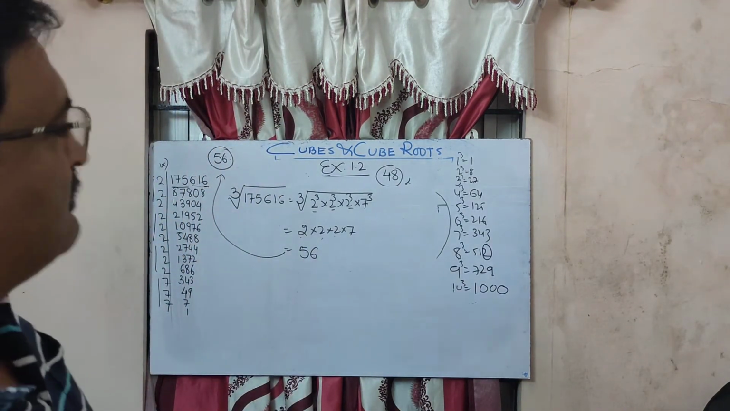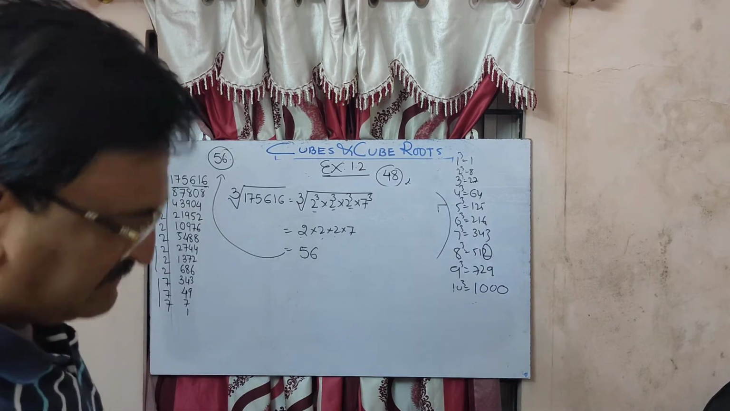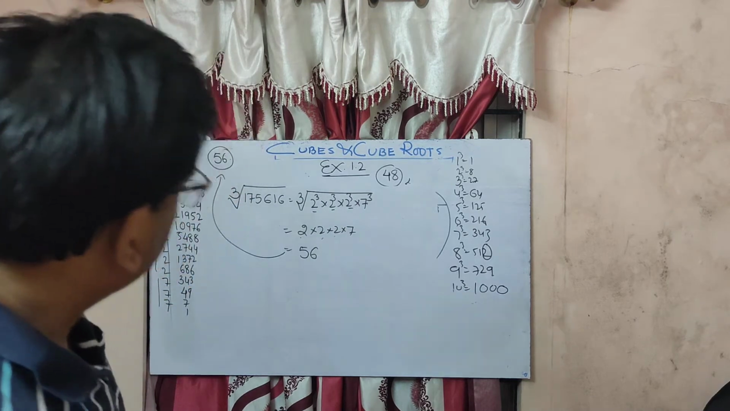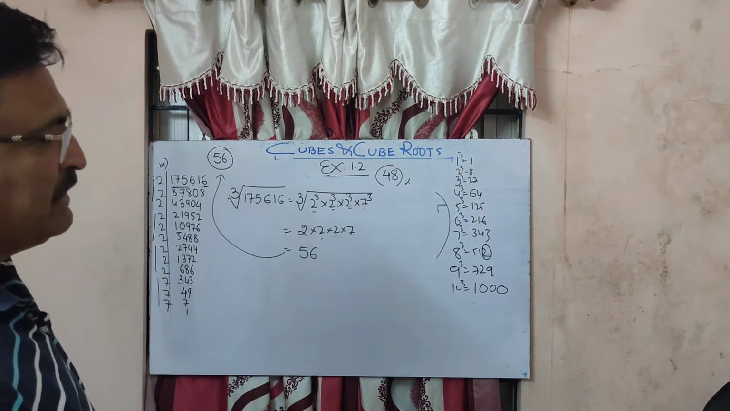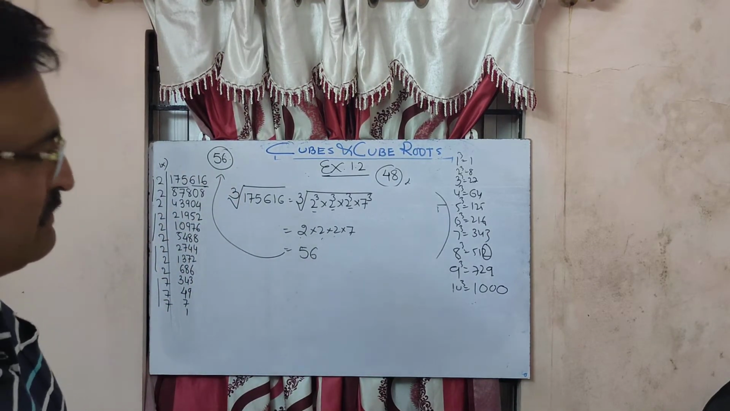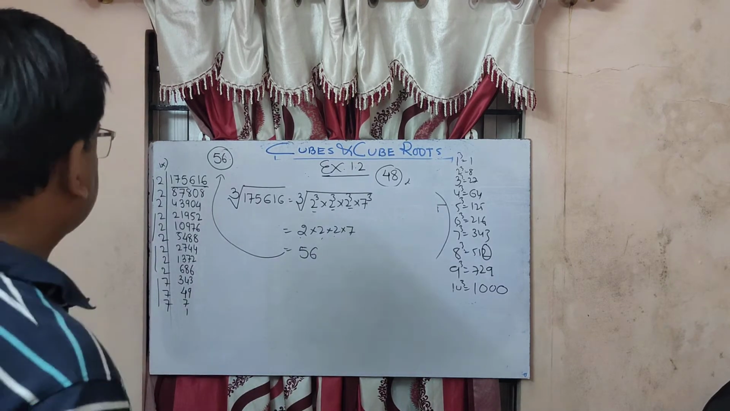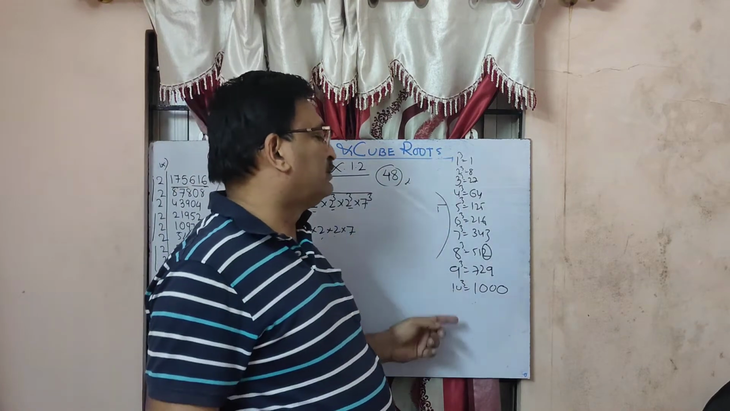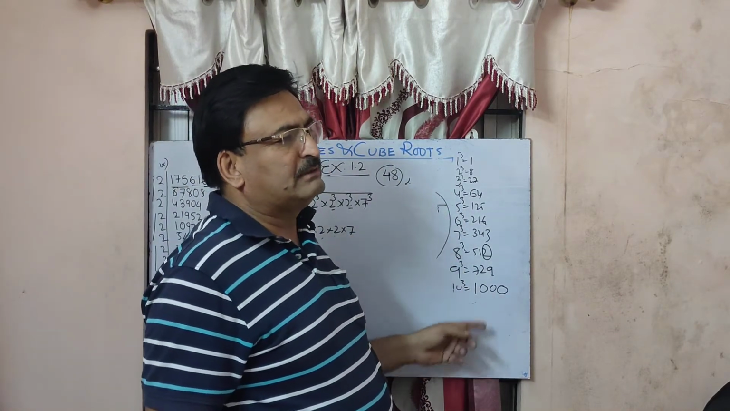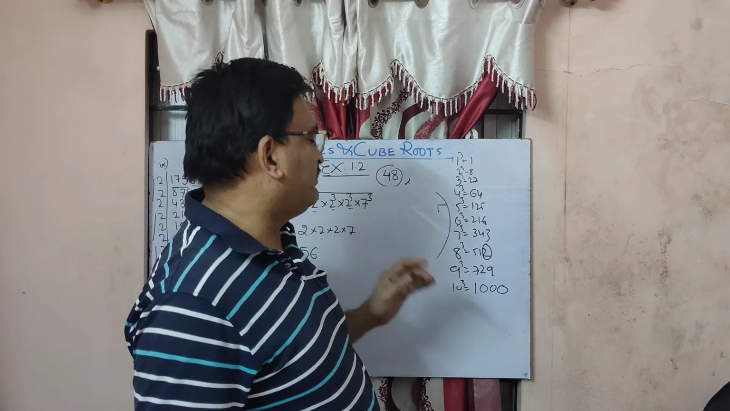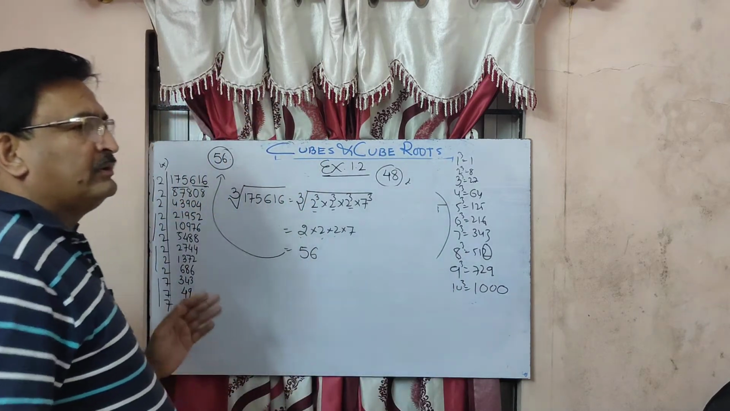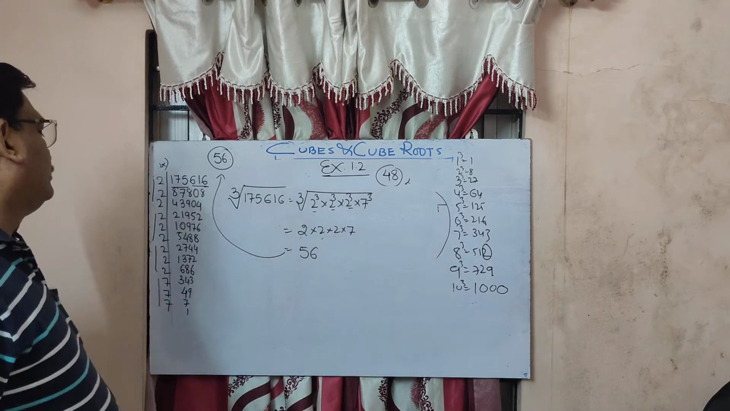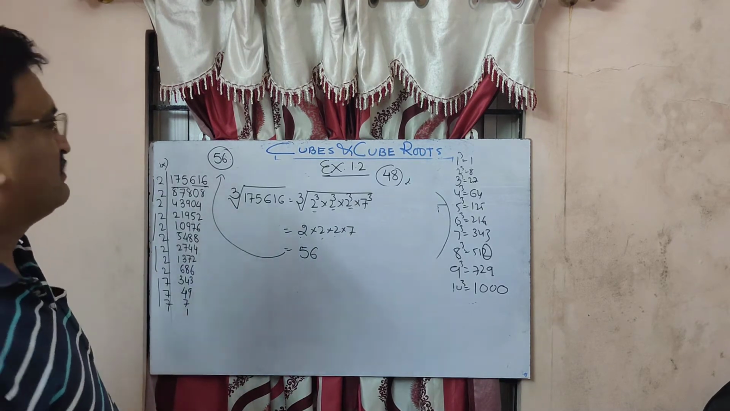So you have to solve these examples. I have left some of the examples for you. You can do it both ways. First of all, you need to remember the cubes of all the numbers, minimum up to 10. Then it is easy to solve all these questions.